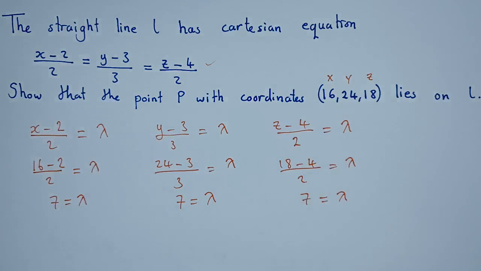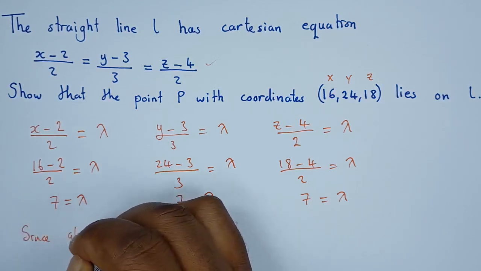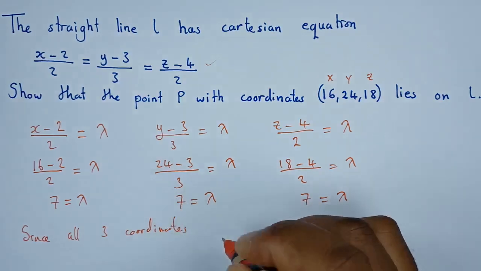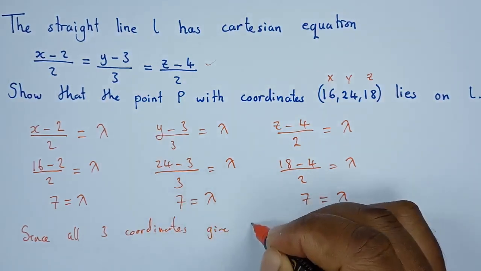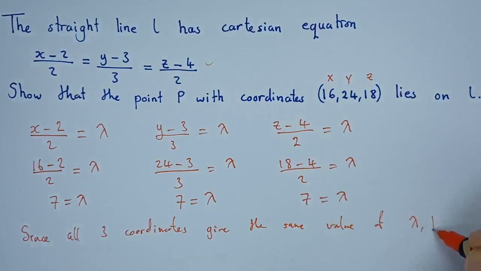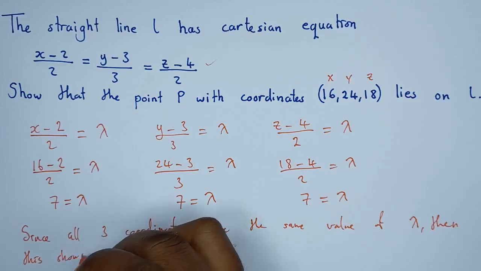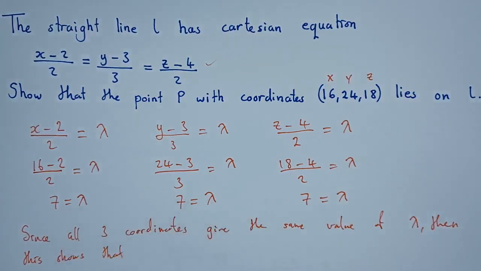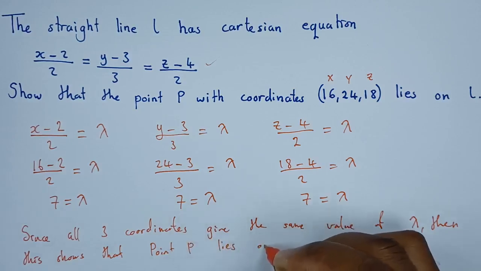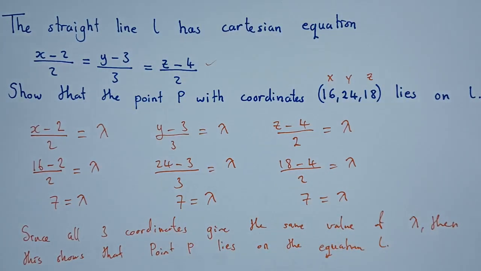So we can conclude by saying, since all three coordinates give the same value of lambda, then this shows that P lies, so we can say point P lies on the Cartesian equation L. That's it.